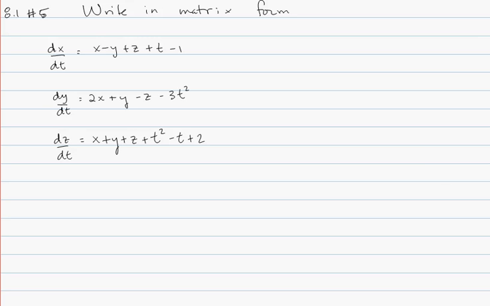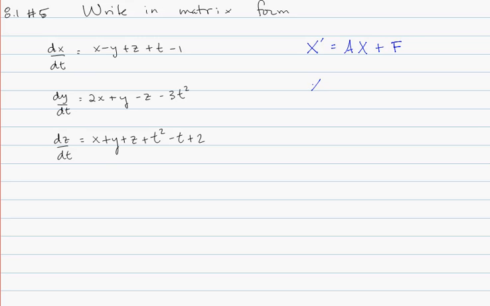Okay, so here we are working on problem number 5 in section 8.1, in which we're given a system of differential equations and we're asked to write it in matrix form. And that's going to be where we write it in a form that looks something like this. And we have to figure out what x, A, f, and x prime would be.